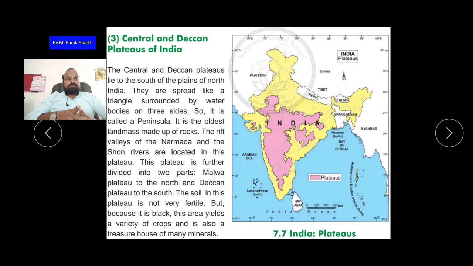Spices, cotton, maize, tobacco, coffee can also be grown here. So that is why a variety of crops can be grown here. Okay, and it is also a treasure house of many minerals, and many minerals are available here. These regions are very rich in minerals.